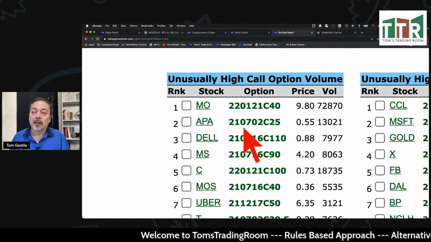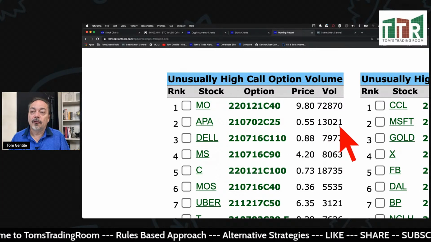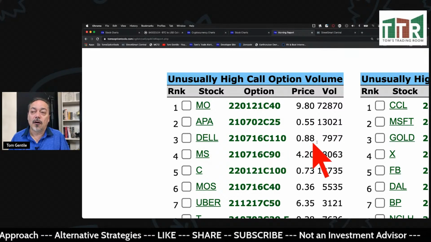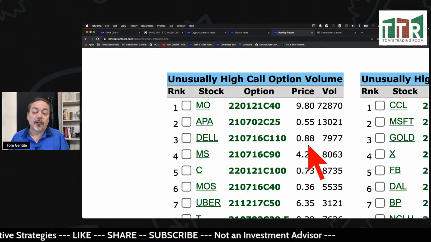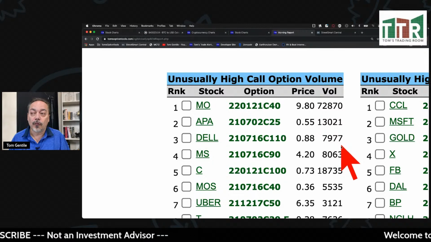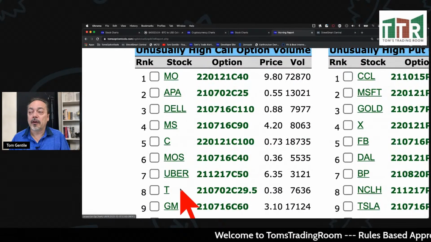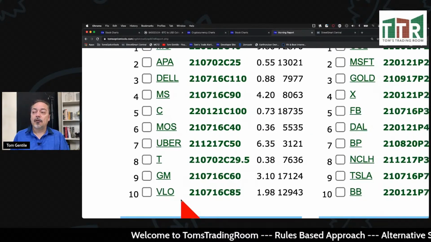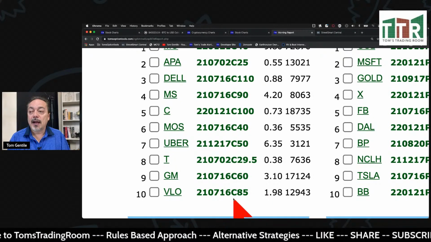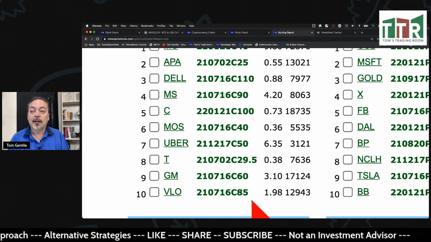APA, the July 2nd, 25 calls, 13,021. Dell came in third. Their July 16th, 110 calls are trading at 88 cents. They traded 88 cents on Friday. 7,900 call contracts purchased or sold. Morgan Stanley, Citigroup, Mosaic's on here, Uber's on here, AT&T, GM, and rounding out the top 10, Valero with their 85 calls that expire July 16th. They traded at 198, 12,000 contracts there.